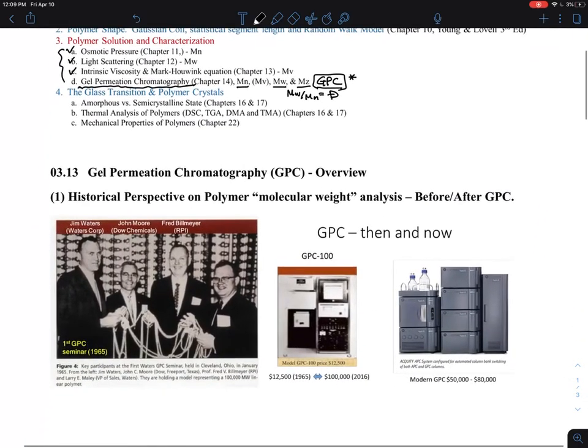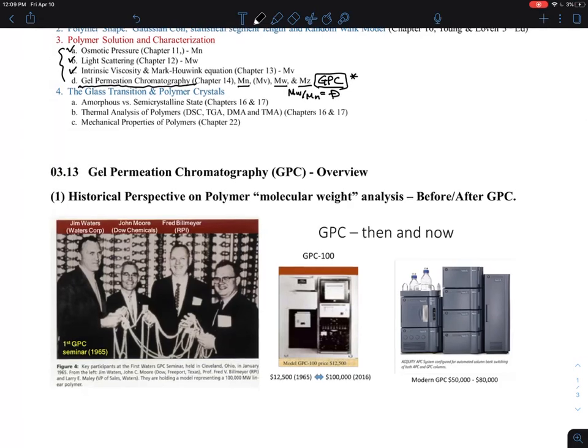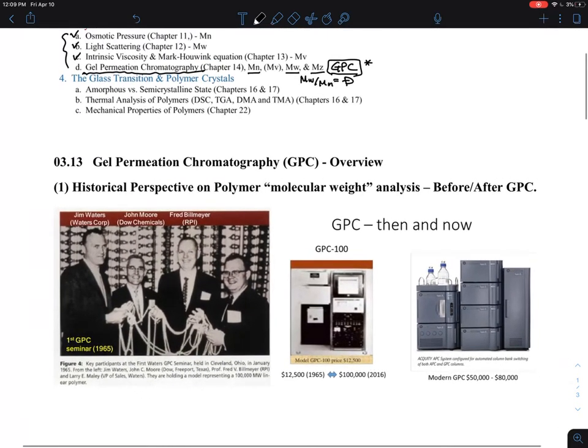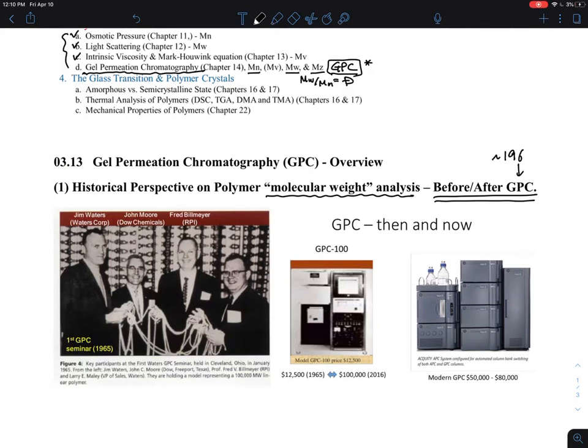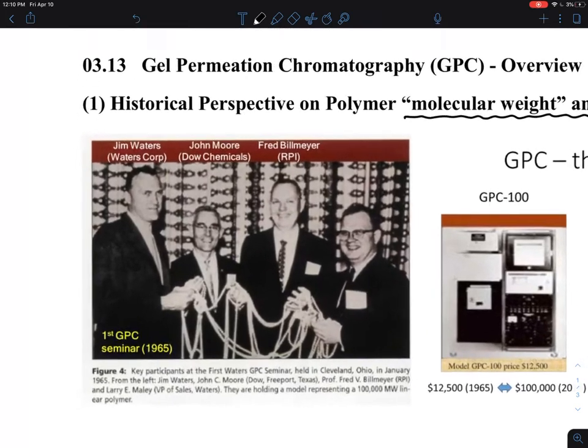So let me talk about the historical perspective first. You can think about molecular weight analysis of polymers as essentially viewed as before and after the invention of the GPC. The year 1965 is a very iconic year for polymer characterization because of the picture that you can find here.